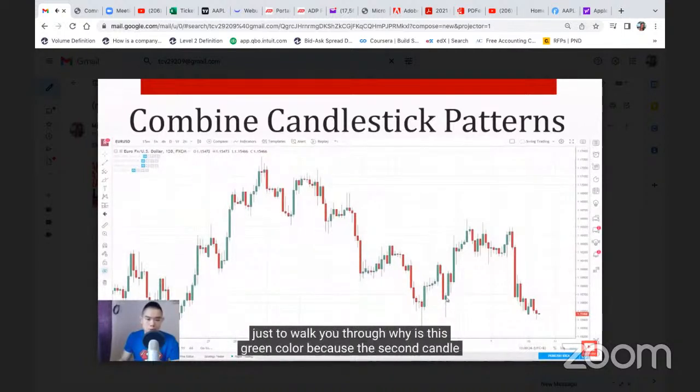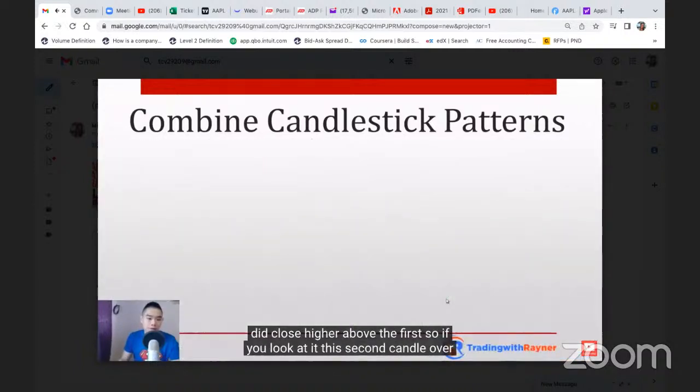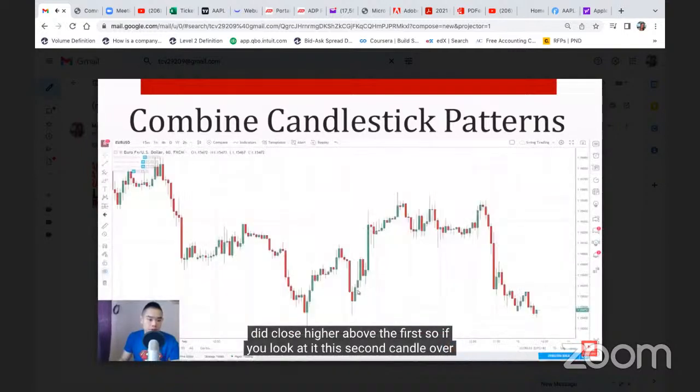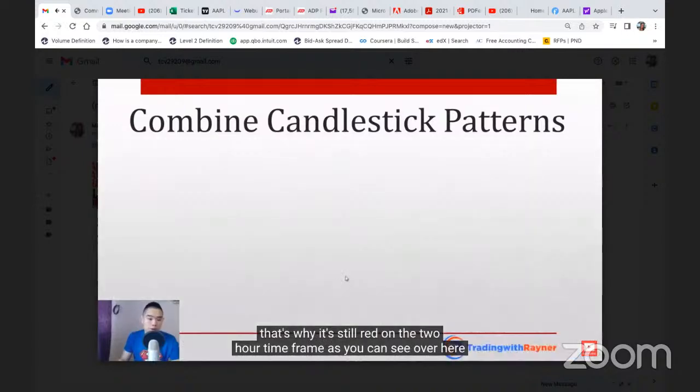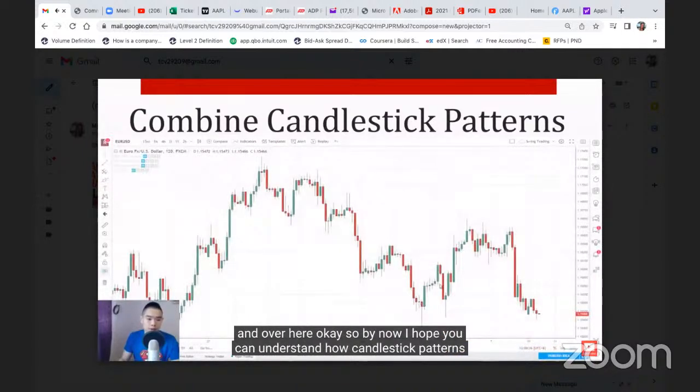All right, let me walk you through why this is green. Because the second candle did close higher above the first. So if you look at this second candle over here, it did close higher above this one over here. So that's why you got a bullish close. And similar for this. This candle closed, but it didn't exceed the open of this candle, so that's why it's still red on the 2 hour time frame, as you can see over here and over here. So by now I hope you understand how candlestick patterns can be combined. This is very useful when you're looking at a price chart, let's say the 1 hour time frame, and you can't make sense out of it.